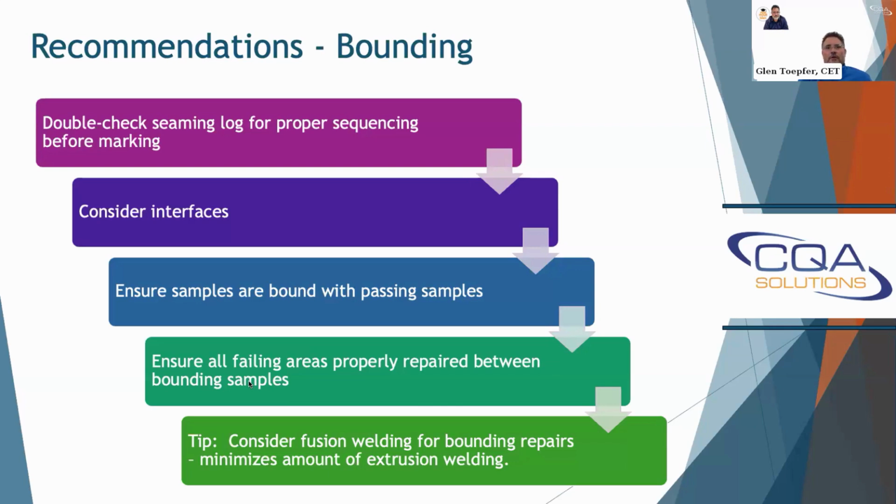But ensure all the areas between failing samples are bounded. We see this in our audits all the time where you've got Destruct 25A2 or something. It's sitting out there all by itself. Look down the seam, 20 feet down the seam might be A1. There's no weld between them.